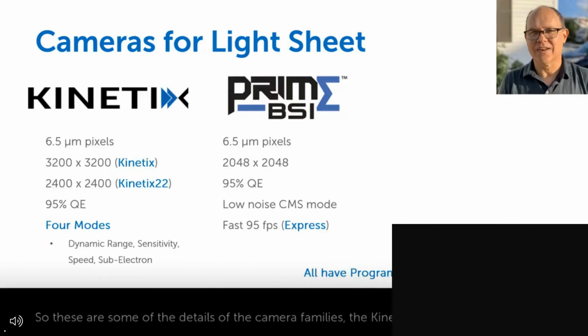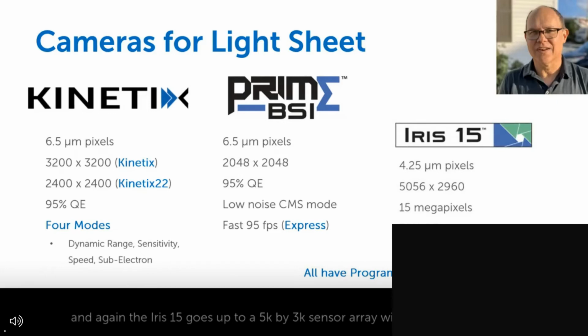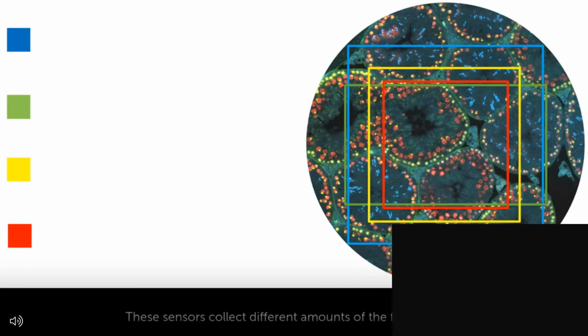So these are some of the details of the camera families. The Kinetics family and the BSI family both use industry standard 6.5 micron pixels. Obviously, they have different array sizes of the pixels. Both of them are back illuminated cameras, so they are 95% quantum efficiency at their peak. I'll talk more about the camera modes in a second. And again, the Iris 15 goes up to a 5K by 3K sensor array with 4.25 micron pixels.